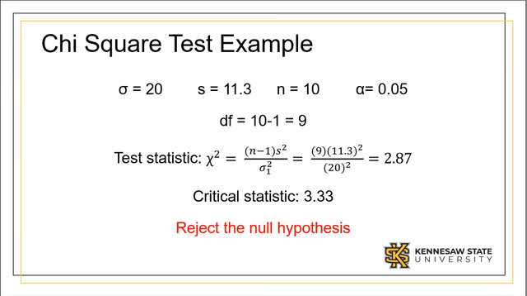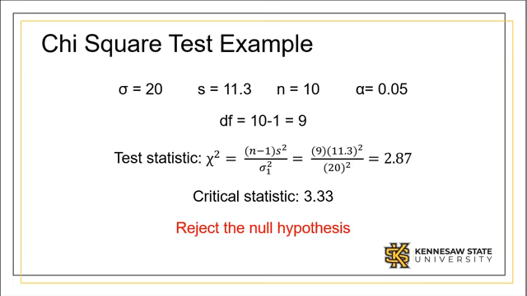Let's consider this example. Suppose we were looking at the variation of the glue strength of plywood. We make changes to the process and feel that this would deliver a standard deviation below 20. We measure 10 samples and get a sample standard deviation of 11.3. Because the sample standard deviation is less than the population standard deviation, we will have a left-tail test.